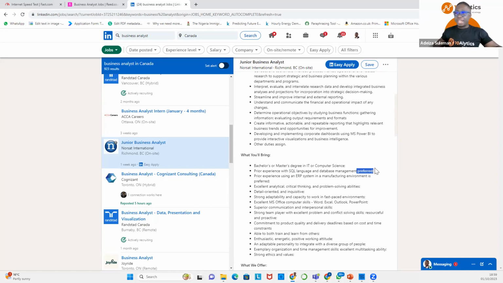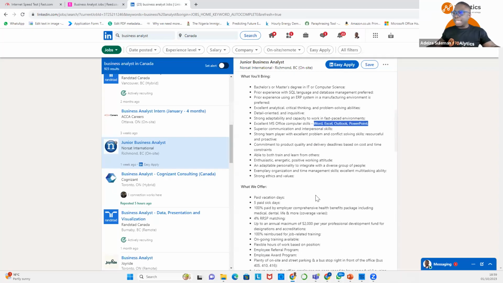So when you even see preferred, it means it's not compulsory. If you have it, it's good, but it's not compulsory, all right? Prior experience using an ERP, enterprise resource planning system like SAP and so on, all right? Excellent analytical, critical thinking, detail-oriented, excellent Microsoft Office, Word, Excel, Outlook, PowerPoint. That's pretty much what they need.